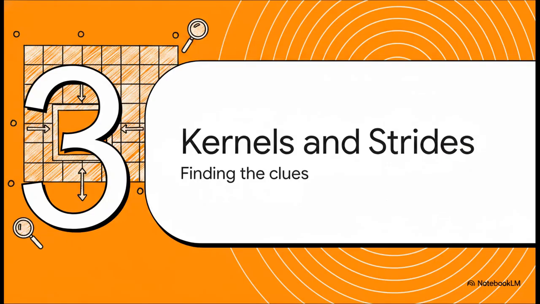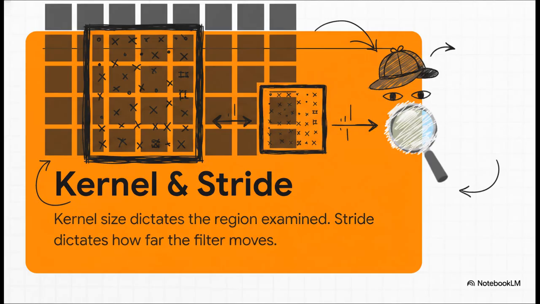Let's jump into section 3, kernels and strides. This is where we find the clues. Okay, so to find those local patterns, the CNN uses what we call a kernel, which is also known as a filter. You can literally think of the kernel as our detective's magnifying glass scanning the input image. The kernel size controls how large of a region the detective looks at in one single glance, maybe a 3x3 pixel area or a 5x5. And the stride, that's simply how many steps that magnifying glass shifts before taking another look.